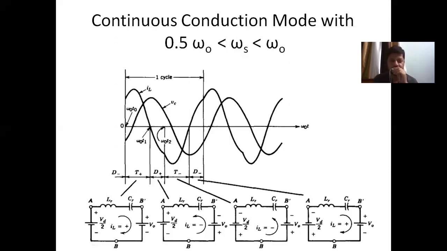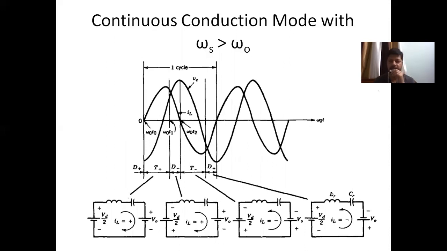So what is happening here is, the switches are turning on at finite current and finite voltage, but they are turning off at 0 current and 0 voltage. So there are no turn off losses, there will be only turn on losses. As compared to the previous case, the maximum value of inductor current will be less here, and that is why the losses in the circuit will be less.